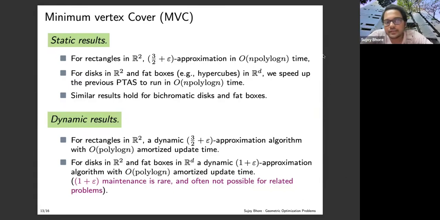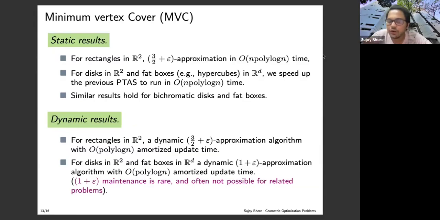For dynamic results for rectangles, we can maintain this 1.5 plus epsilon approximation in order polylog n update time. And for disks and fat boxes, we can maintain 1 plus epsilon approximation with order polylog n amortized update time. And I want to highlight that this 1 plus epsilon maintenance is somewhat rare in dynamic geometric optimization under vertex updates. As you have seen already for independent set, for instance, it is not possible.